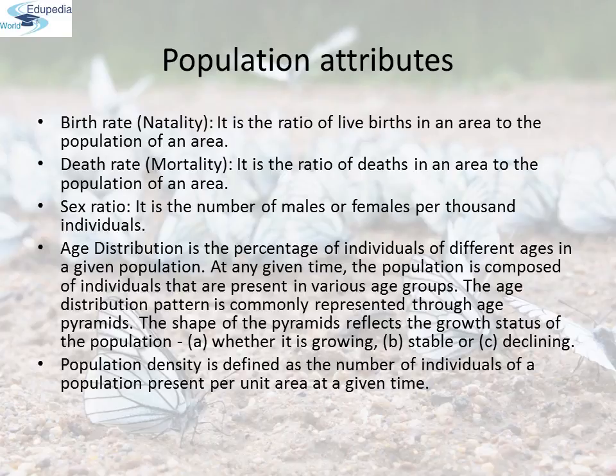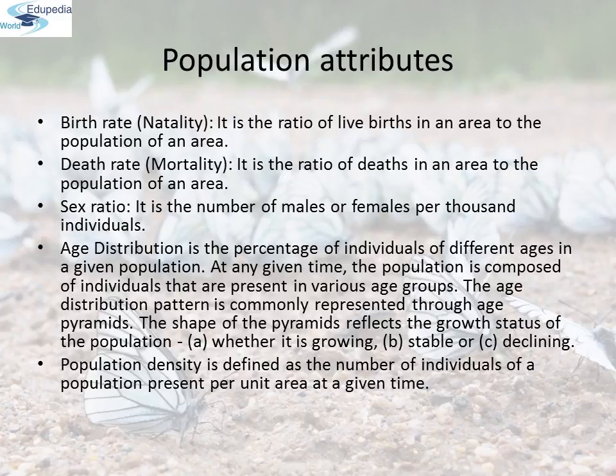Then the next attribute is age distribution. It is the percentage of individuals of different ages in a given population. At any given time, the population is composed of individuals that are present in various age groups. The age distribution pattern is commonly represented through age pyramids. The shape of the pyramid reflects the growth status of the population. A. Whether it is growing. B. Whether it is stable or declining.